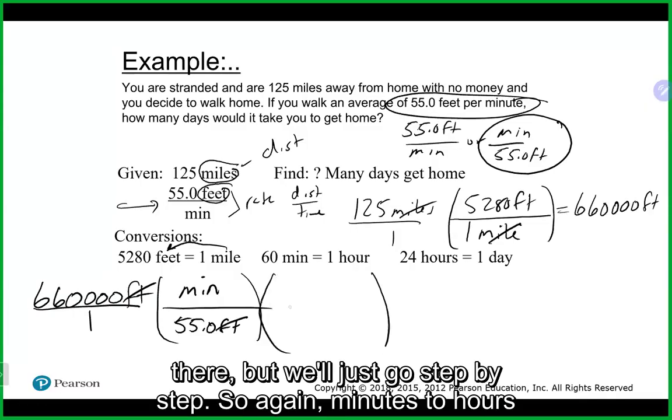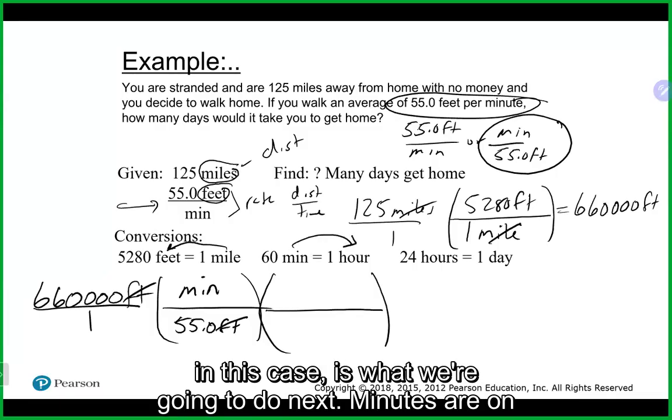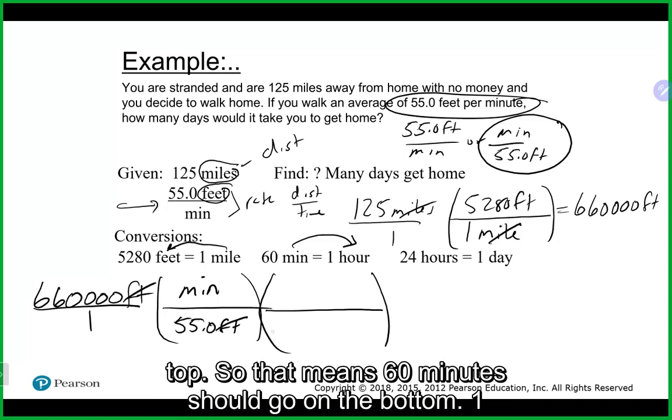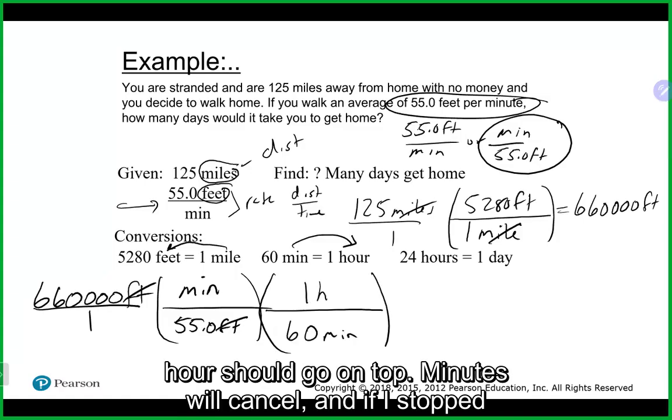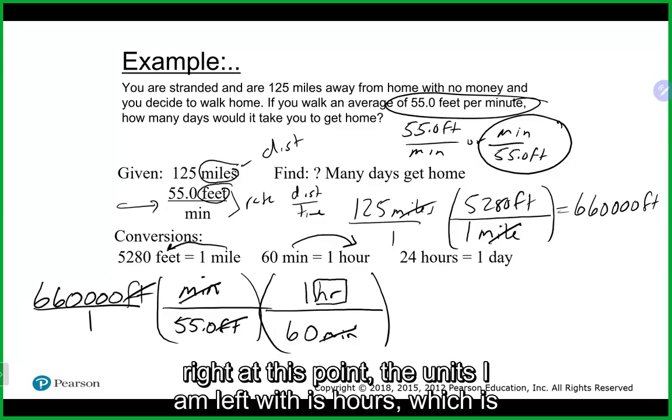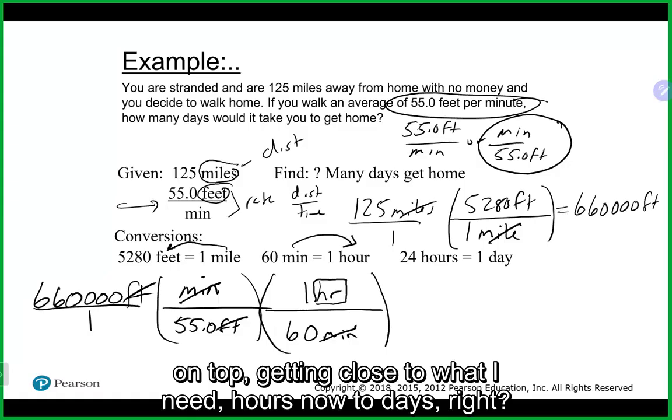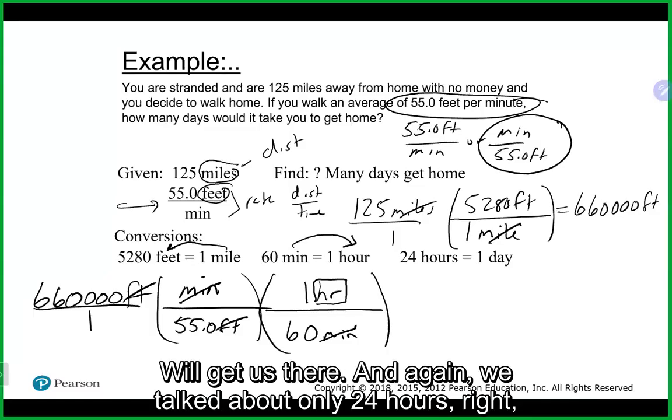So again, minutes to hours in this case is what we're going to do next. Minutes are on top, so that means 60 minutes should go on the bottom. 1 hour should go on top. Minutes will cancel. And if I stopped right at this point, the units I am left with is hours, which is on top. Getting close to what I need. Hours now to days, right? Will get us there. And again, we talked about only 24 hours, right, in a day.